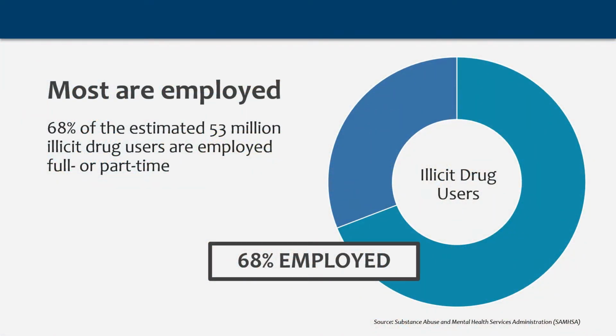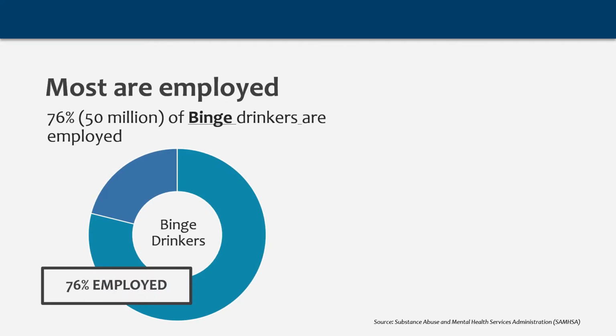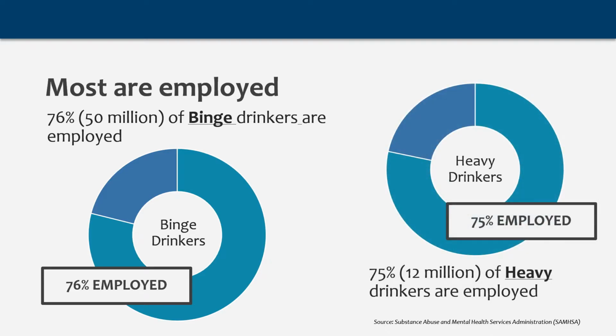The 2018 National Survey on Drug Use and Health found that 68% of the estimated 53 million illicit drug users, ages 18 or older, are employed full or part-time. The same survey found that most binge drinkers and heavy alcohol users are also employed. Of adult binge drinkers, 76%, or 50 million, are employed. Of adult heavy drinkers, 75%, or 12 million, are employed.